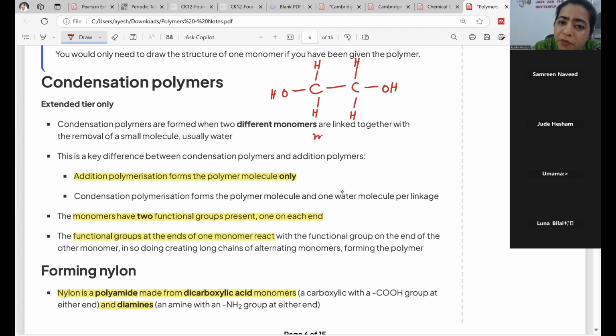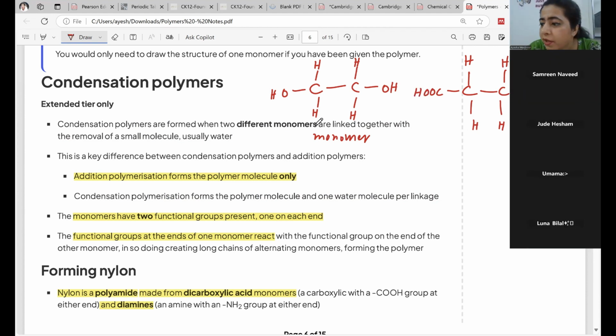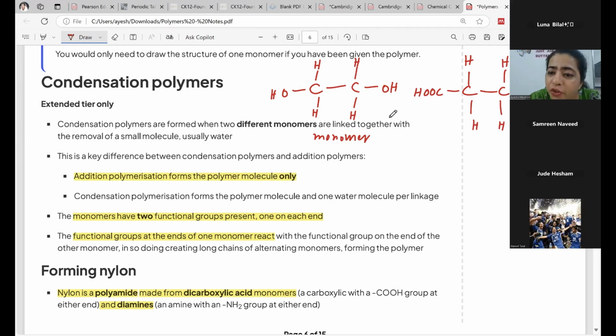This is one of the monomers. Let's take another monomer. I have two carbons having hydrogens at top and below. It has a carboxyl, COOH, carboxylic acid functional group, and another carboxylic acid functional group. No questions for now. Let me just explain first. If you ask questions in between, you will get confused. So this is the first monomer. This is the second monomer.